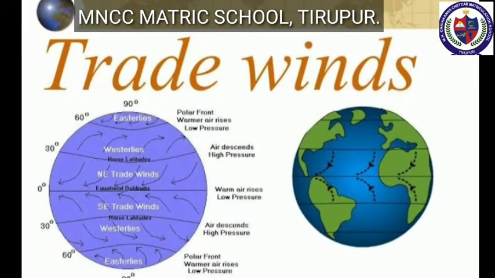Next, trade winds. Trade winds blow from the subtropical high pressure belt to the equatorial low pressure belt in both the hemispheres. They blow with great regularity, force, and in a constant direction throughout the year.